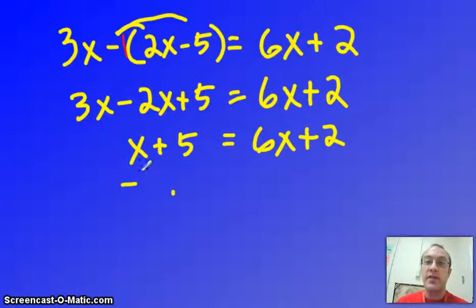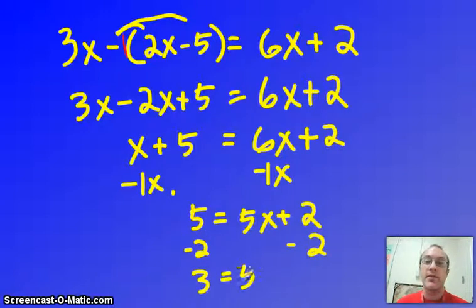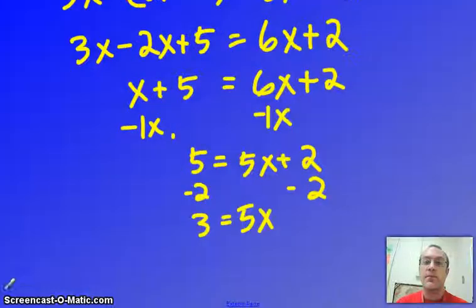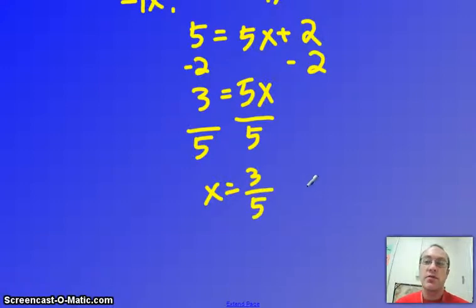Now I take away this 1x because it's the smaller coefficient. I get 5 equals 5x plus 2. I take away the 2 from both sides and get 3 equals 5x. So now I divide both sides by 5, and so I get x equals 3/5. You could also write it as x equals 0.6 if you're using a calculator and you get a decimal.